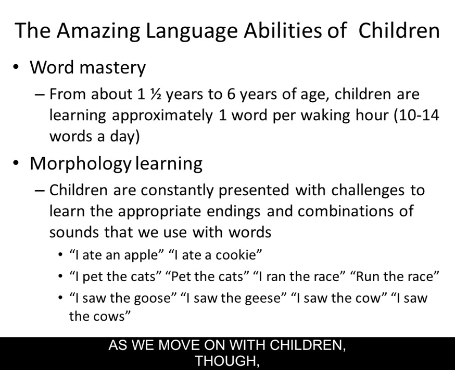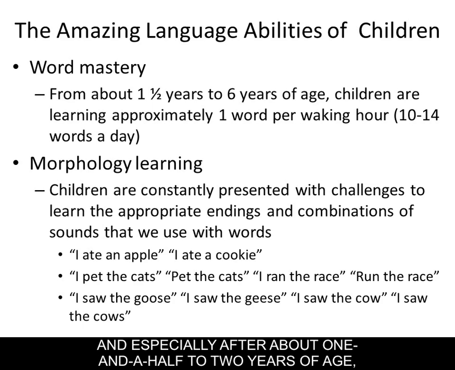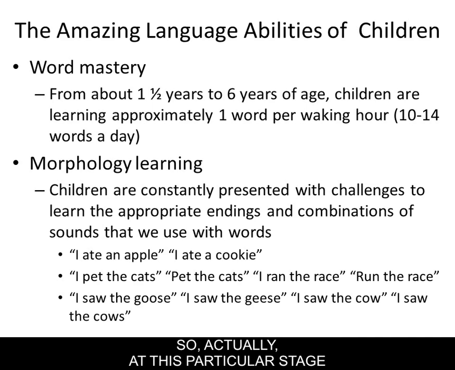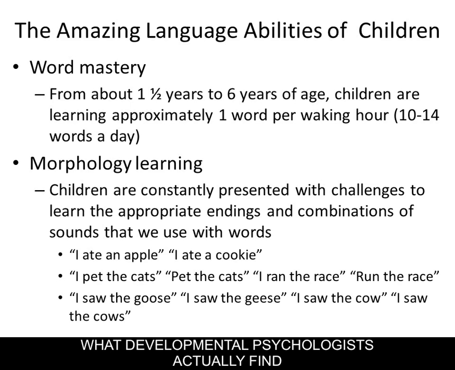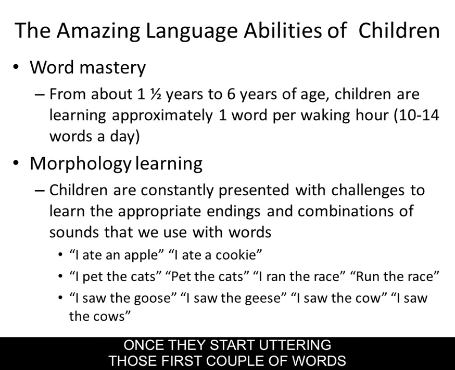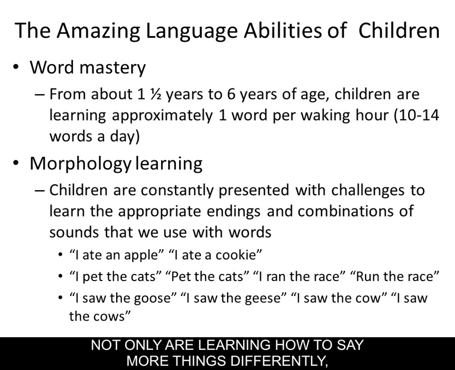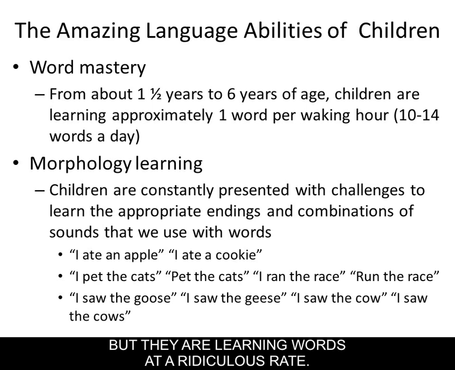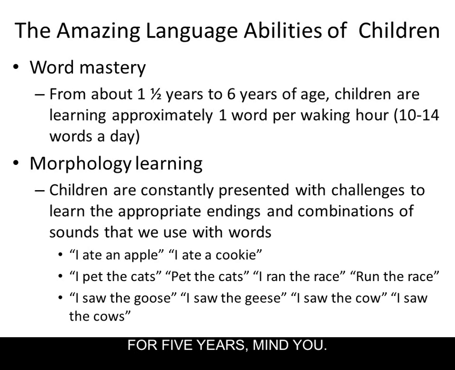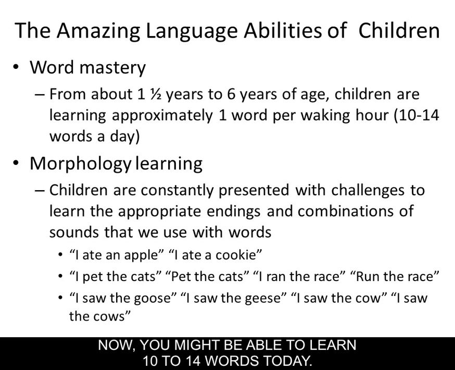As we move on with children, though, especially after about 1.5 to 2 years of age, children start to become kind of word wizards. At this particular stage, what developmental psychologists find is that once they start uttering those first couple of words, these children are not only learning how to say more things differently, but they're learning words at a ridiculous rate. In fact, they learn somewhere between 10 to 14 words a day for 5 years, mind you. Now, you might be able to learn 10 to 14 words today.